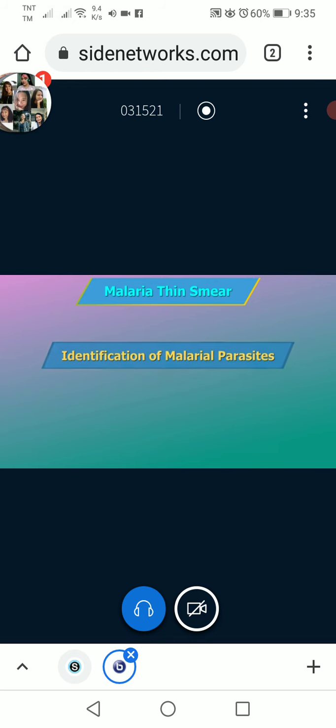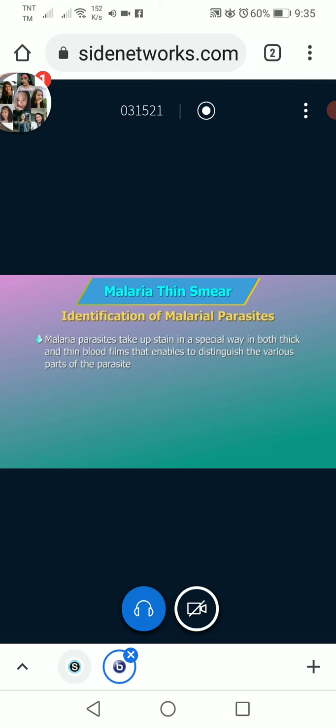Identification of malarial parasites. Malarial parasites take up stain in a special way in both thick and thin blood films that enables us to distinguish the various parts of the parasite. They pass through a number of developmental stages. In all the stages, the same parts of the parasite will stain with the same color.